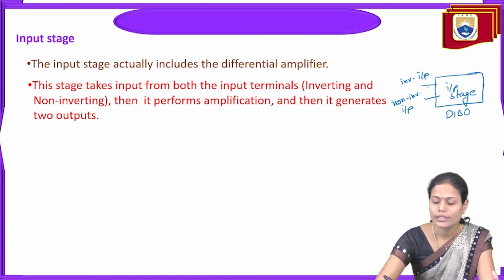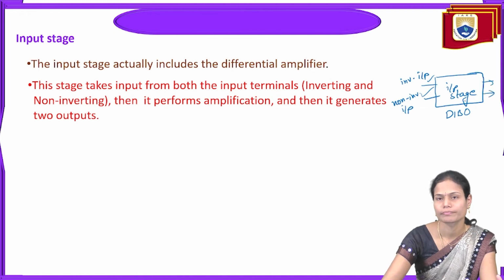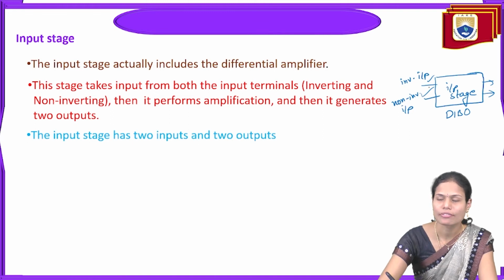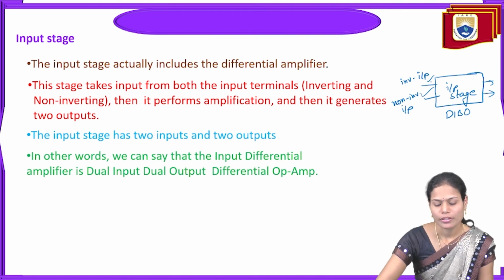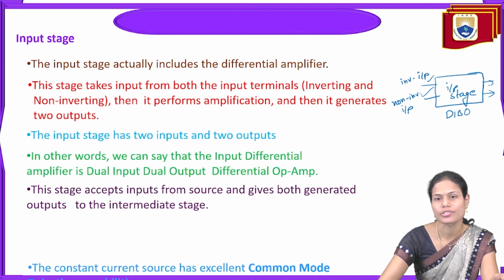It will take the inputs from the two input terminals, take the difference of the two inputs, perform the amplification, and generate the two outputs here. That is the basic function of the input stage in the operational amplifier. So this input stage has two inputs as well as two outputs. So it is a dual output differential amplifier, or balanced differential amplifier. This stage accepts the inputs from the source and gives the generated outputs to the next stage, that is, the intermediate stage here.